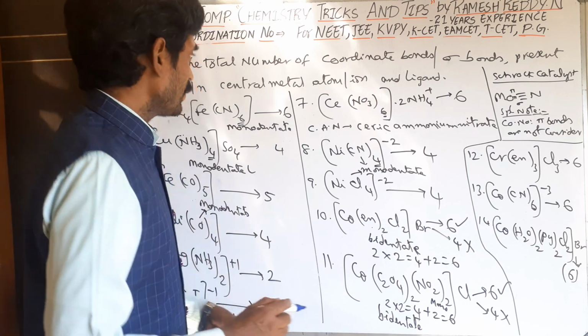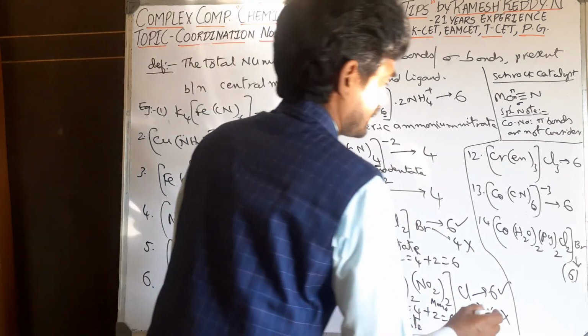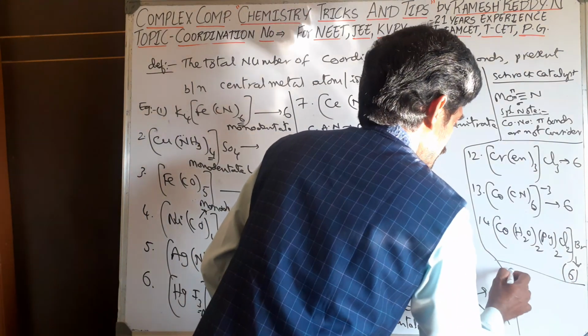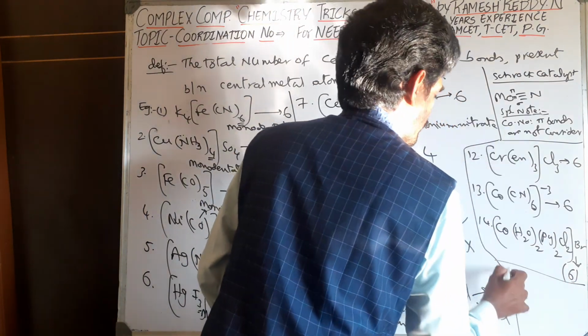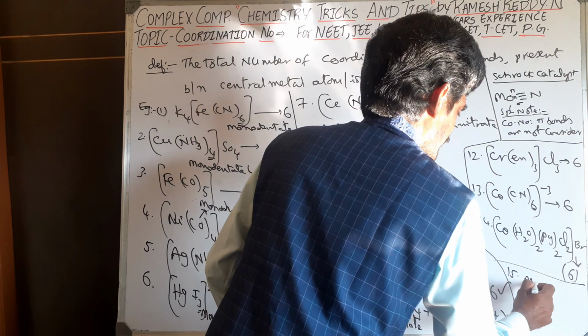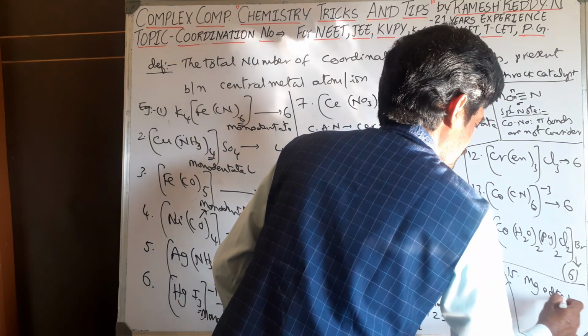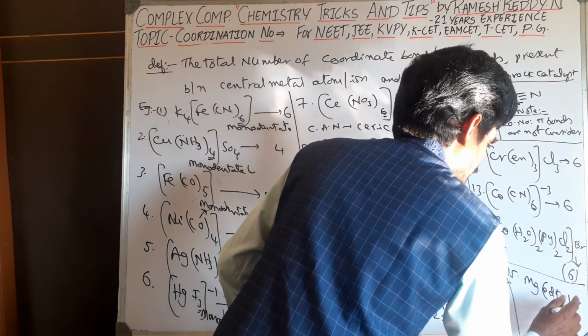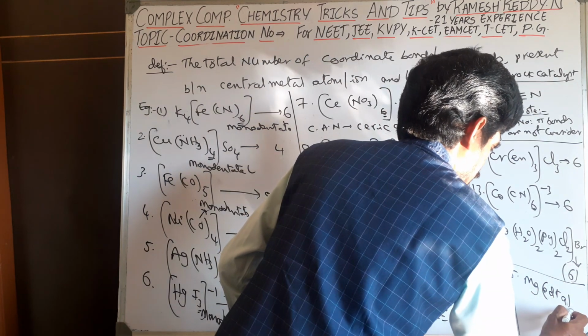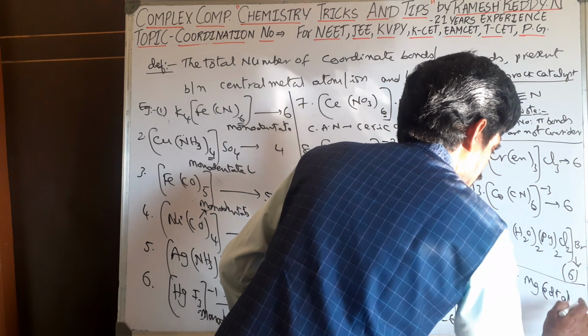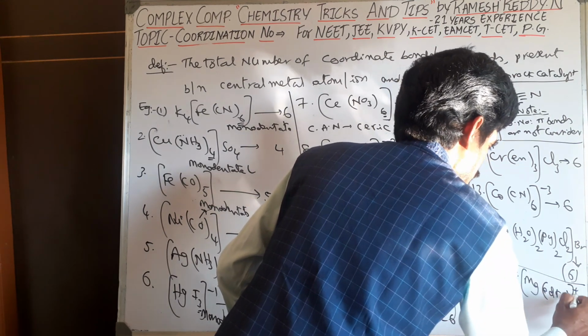Okay. One more example, a familiar example. You can take it here, magnesium. Magnesium and EDTA ligand is there. EDTA, ethylene diamine tetraacetate, and this is only one is there. Right. And it carries plus 2 charge.